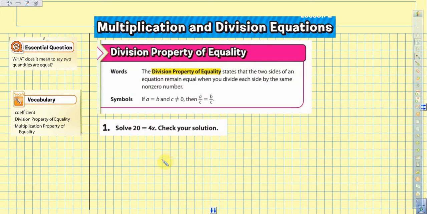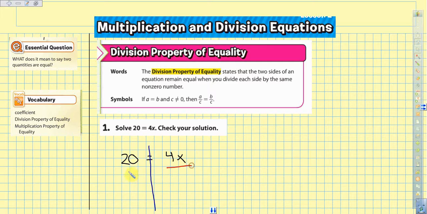Okay, so let's take a look at our first example, number 1. Now, all of these properties of equality have to do with solving equations, or at least right now they do. And we're doing the same thing to both sides. This time, the division property of equality means that we're going to divide on both sides of the equation. Our first equation is 20 equals 4x. So to solve, 20 is equal to 4 times x. Remember, in solving equations we do the opposite. The opposite of multiplication is division. So we're going to divide by 4 on both sides.